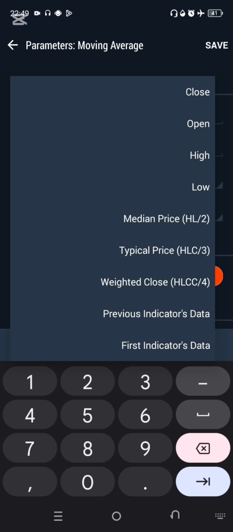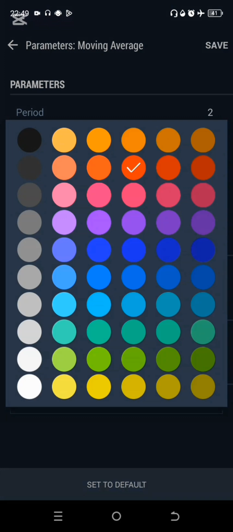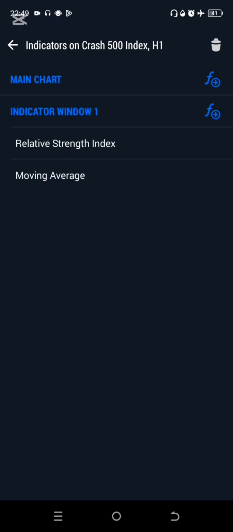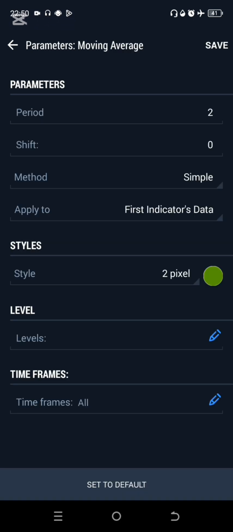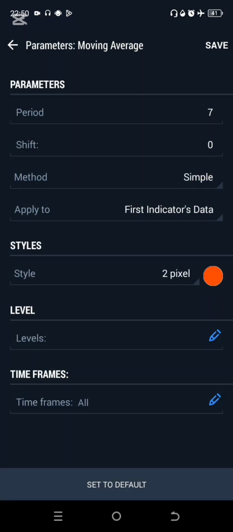The TDI can be a little bit challenging to set, so take screenshots wherever you can, so that you remember exactly how I set this up, right? And then over here I'm going to use green for this one. So you can take a screenshot, click save. Indicator window again, moving average. Now we're going to be using the moving average period of 7. This is what we're going to be using for our crossovers, right? So period 7, the method is simple again. Apply to first indicator data, and I'm going to be using red for this one. I'm going to leave 2 pixels, then click save, right?